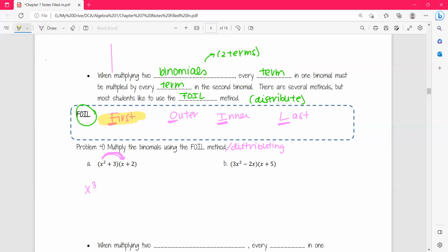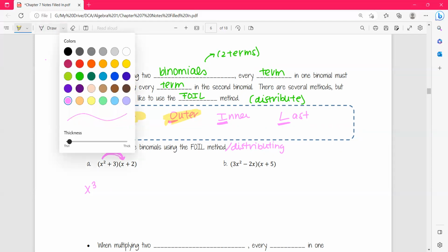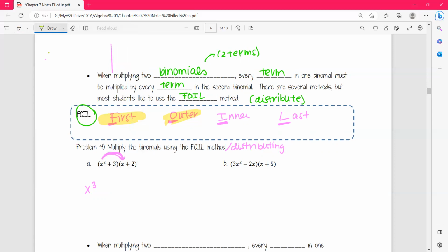Then we've got outer. Then we multiply the outer numbers together. The outer numbers are the x squared and the 2. See how these are on the outside of this entire polynomial, okay? But if that's tricky, notice how we just distributed that x squared to everything in the second parenthesis, okay? So x squared times 2, we get 2x squared, right? I multiplied the x squared to everything in the second parenthesis, and now we're going to multiply the inner numbers.